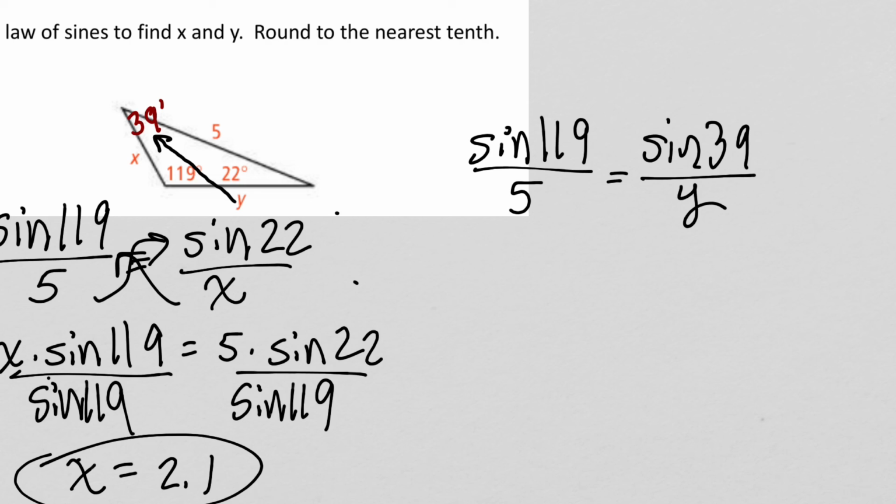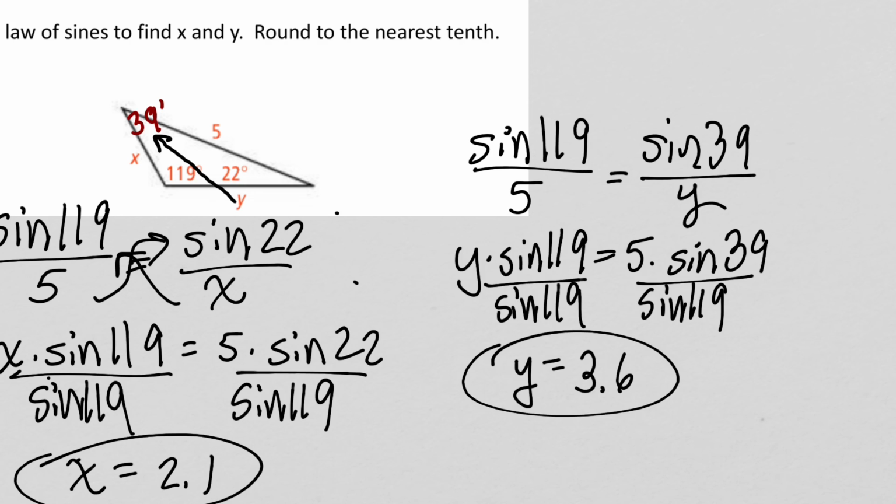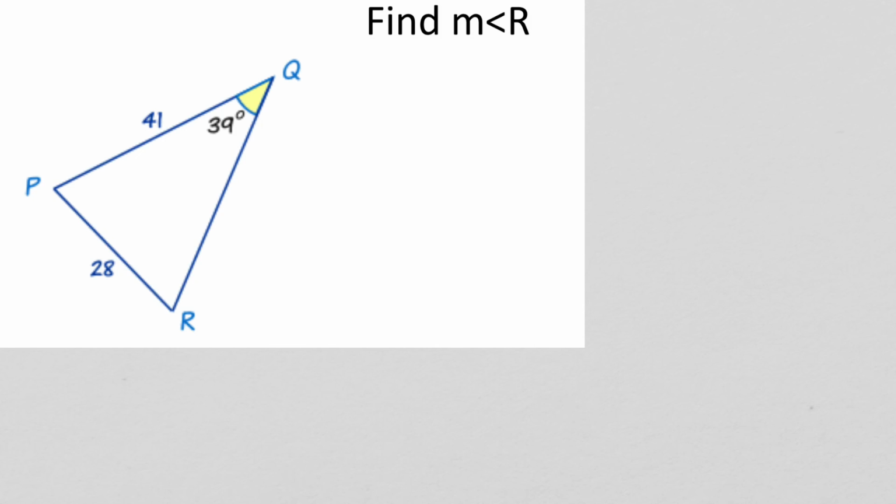So here now we're going to do our cross multiplication. Pause the video and see what you get. So I get y to be 3.6. All right, last question, finding angle R. So what I'd like you to do, pause the video, see if you can figure out the two fractions that you're going to make equal to each other for law of sines. And we know we're using law of sines because it's not a right triangle.